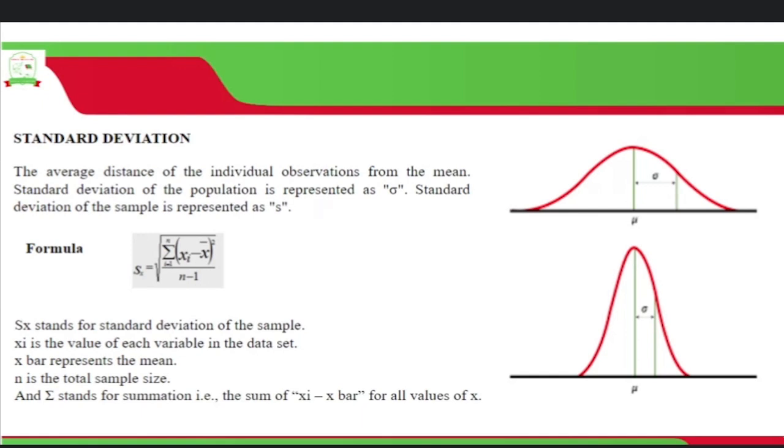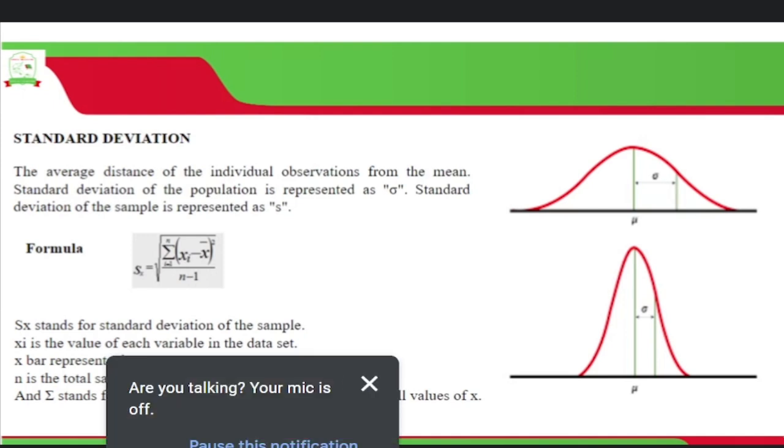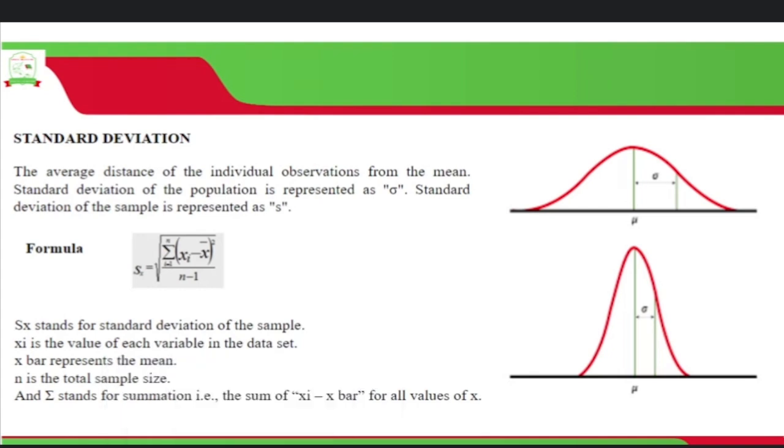So it is very easy to interpret, and it is widely used. It really indicates the typical distance of these data points from the mean, and it is still very sensitive to outliers. So if the data points are really very far from the mean, the standard deviation will be large. And if the data points are really close, we see the standard deviation is small.